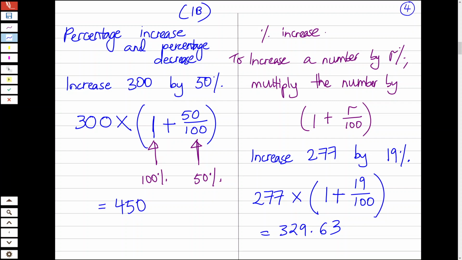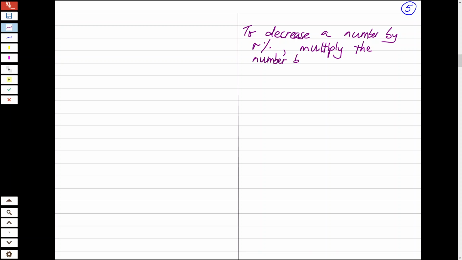Do you want me to do one more? No. Okay. Good. All right. We're gonna do the opposite now. So to decrease a number by r percent, instead of 1 plus r on 100, this time we're going to multiply by 1 minus r on 100. So let me do an example with you.